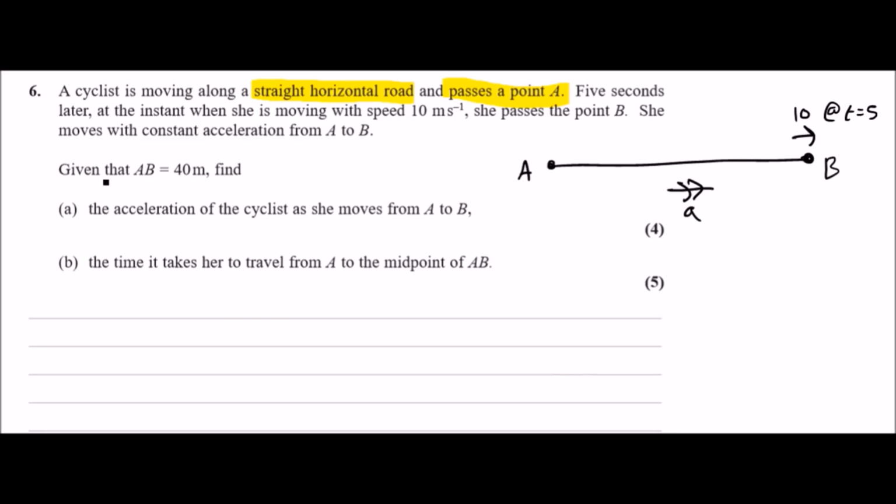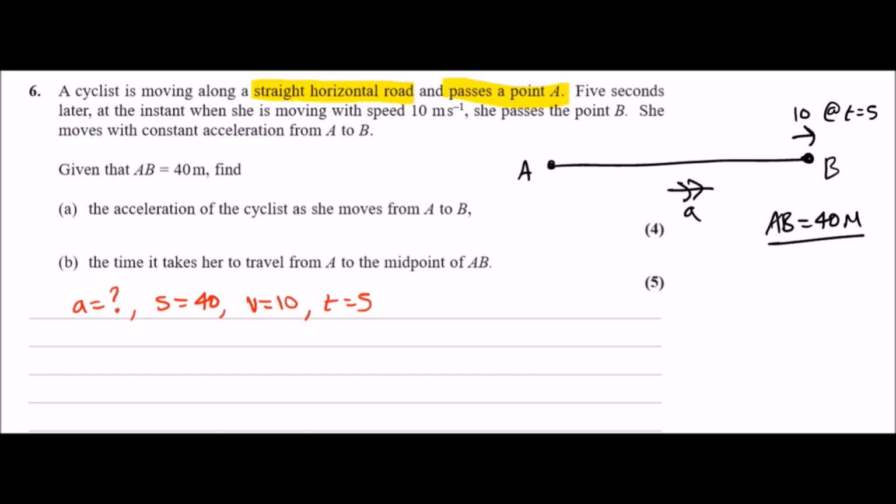Now, given that the total distance AB is 40 meters, find the acceleration of the cyclist as she moves from A to B. Pretty straightforward, this one. We just need to think, what SUVAT equations do we have here, what is relatable? First things first, we need to find what a is. We know the distance is 40, so s is 40. We also know the final speed at B is 10, and we also know the time taken was 5.